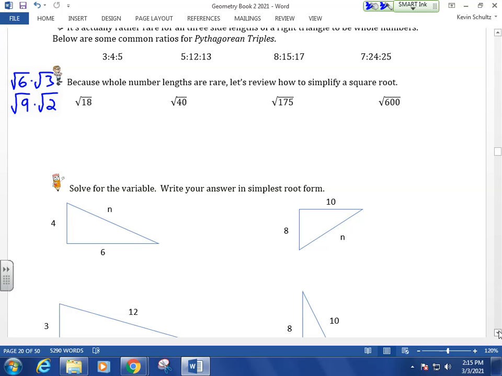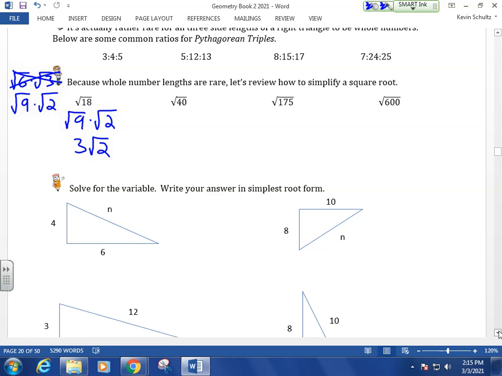Which one of those has a perfect square? Sebastian? 9. So we don't want to use that. We want to rewrite the value root of 18 as root 9 times root 2. And the reason why we want that perfect square is because we can simplify that. What is the root of 9? 3. So the simplified value of this root would be 3 times root 2, or just 3 root 2.